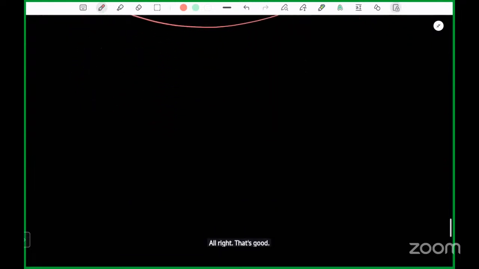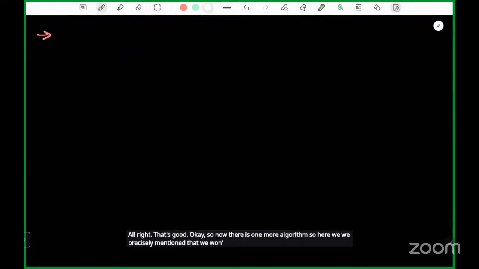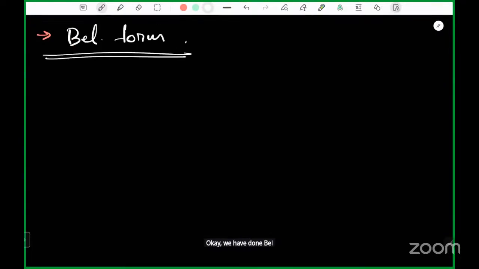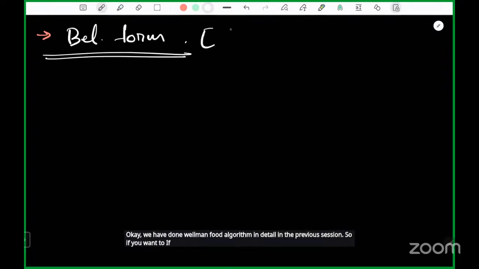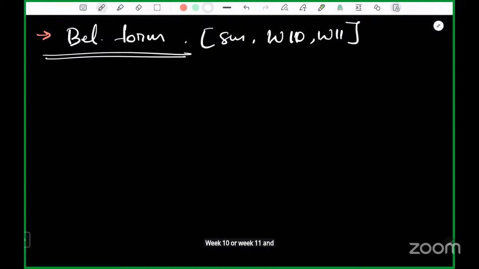Okay. So now there is one more algorithm. Here we precisely mentioned that we won't use Dijkstra's algorithm if we have negative edges. But what if we have negative edges? Then how can we compute the shortest path? For that we'll use the Bellman-Ford algorithm. We have done the Bellman-Ford algorithm in detail in the previous session. If you want to recall it, you can go to the summary session of week 10 or week 11 and you can find it there. But from an exam point of view, it's not that important. That's why I'm skipping this topic.